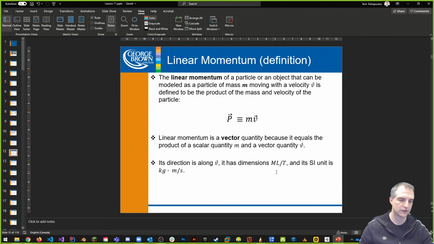It has dimensions that we know already: mass times speed, or meters per second. L over T means meters per second. So in other words, kilograms times meters per second, right? That's the momentum. How many kilograms, right, do I want to apply across a velocity?